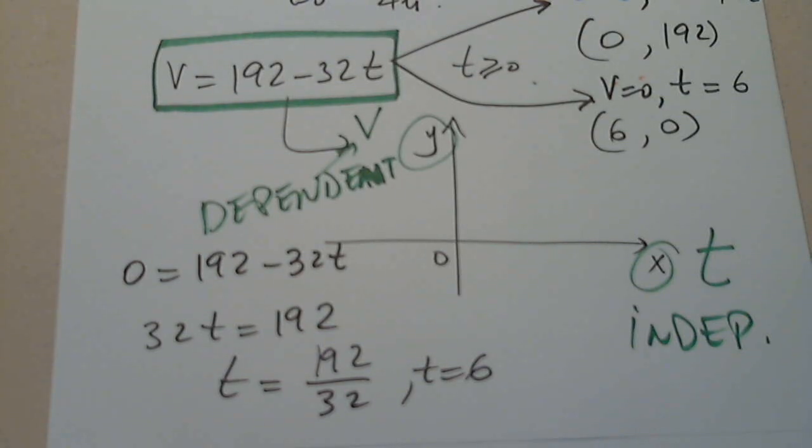Okay, interpret the v-intercept. 0, 192. The v-intercept indicates that the rocket had a velocity of 192 feet per second after 0 seconds. 0 is the time, 192 is the velocity. 0 is the x, and y is the velocity.